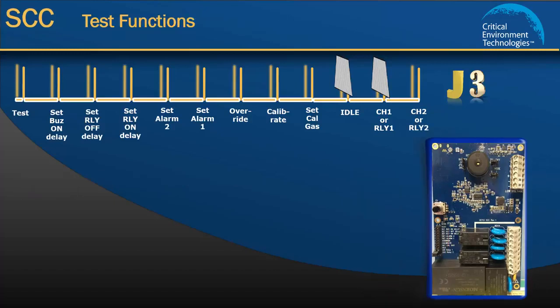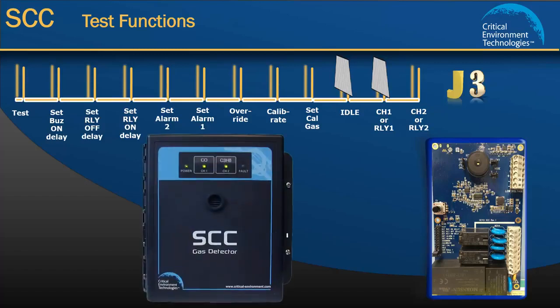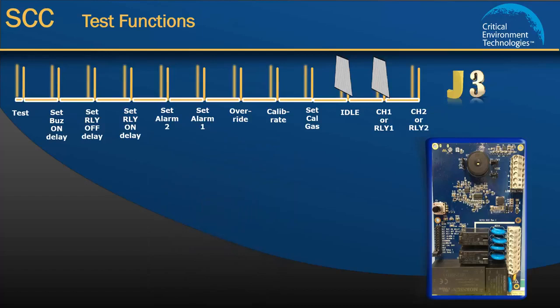Test functions. The test functions procedure enables you to confirm that the hardware is functioning properly, such as the LED lights are working, the buzzer is sounding, and both relays are energizing and de-energizing. You cannot enter test mode if there is an alarm level detected on either channel.